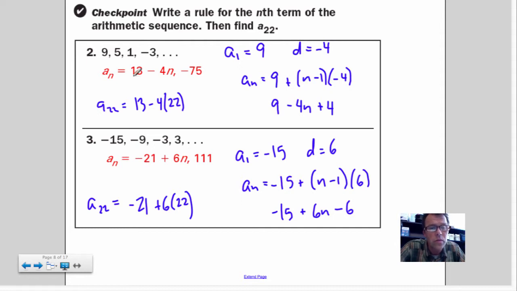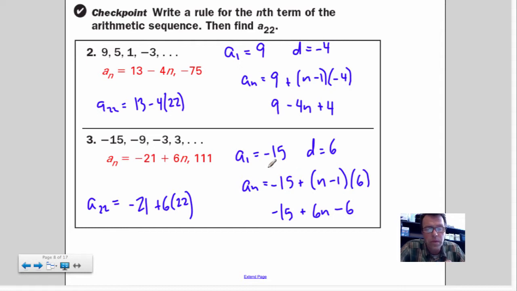How do I use the rule? Again, if I want to figure out the 22nd term, I plug 22 in for n. I calculate this, use your calculator, and then you've got the answer, negative 75. And you should feel like negative 75, that makes sense, 22 terms down.